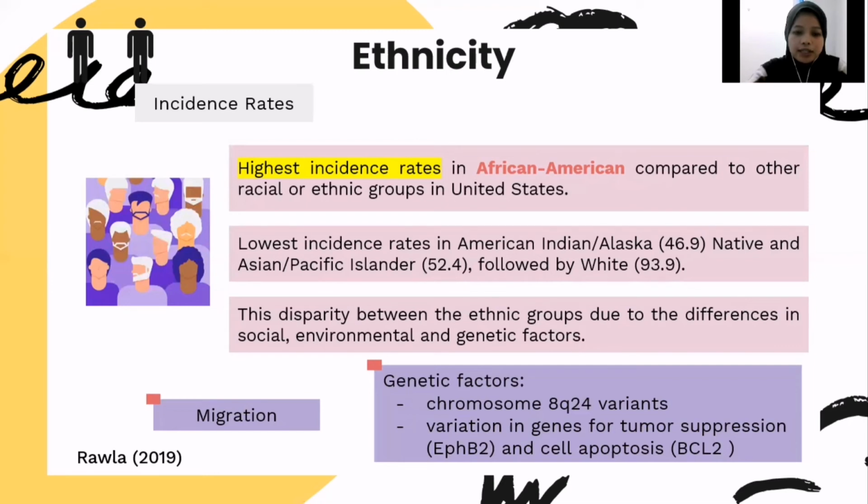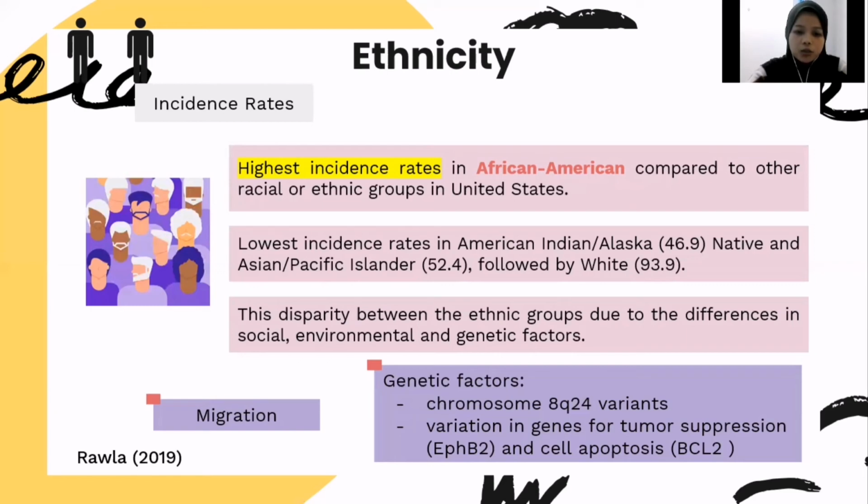There are significant differences in prostate cancer incidence and mortality rates across the ethnic groups. So first, I will explain about the incidence rates. In the United States, it can be observed that African American men have a higher incidence of prostate cancer compared to other racial and ethnic groups, while the lowest incidence rate is observed in American Indian, Native and Asian, followed by white population. This disparity between the ethnic groups can be due to the differences in social, environmental, and genetic factors. For example, it is reported that African American men are less likely to receive assessment or treatment, which may increase their risk of disease progression.